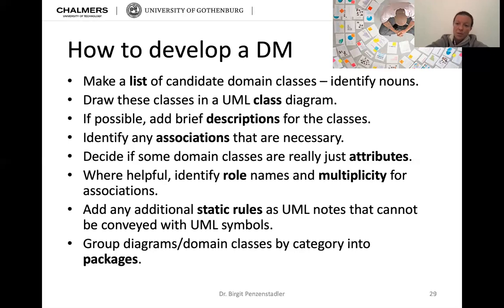So a little reminder of our example from company, person, and car. The rule that was written down was a person can only have a car if they work for a company. So that's a static rule that we don't know how to express in UML, but we can write it down here. And then group your domain classes by categories into packages.